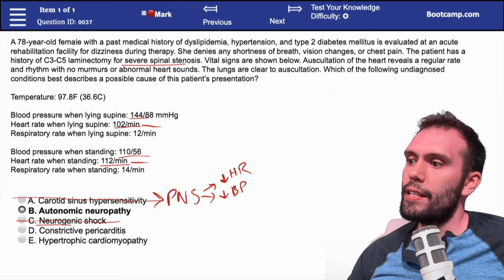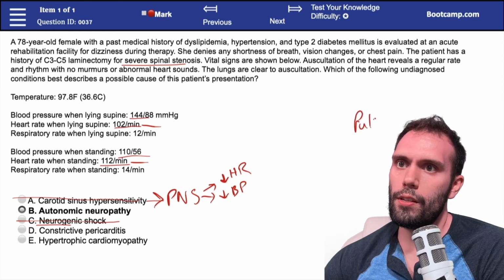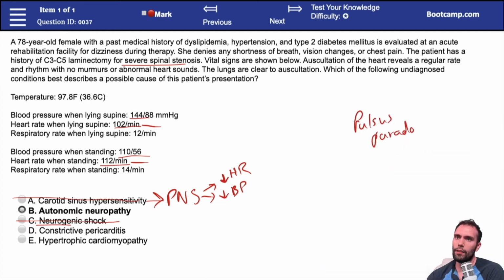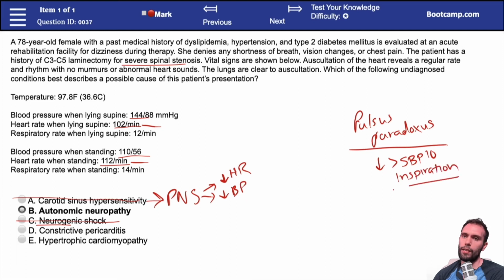Constrictive pericarditis is classically going to be associated with something called pulsus paradoxus. I'm going to talk about this in a lot greater detail in an upcoming video in this series. But essentially, pulsus paradoxus is a decrease in the systolic blood pressure by greater than 10 during inspiration. This has to mostly do with a decrease in venous return during inspiration. That's possible. You say, oh, well, maybe this patient has pulsus paradoxus.